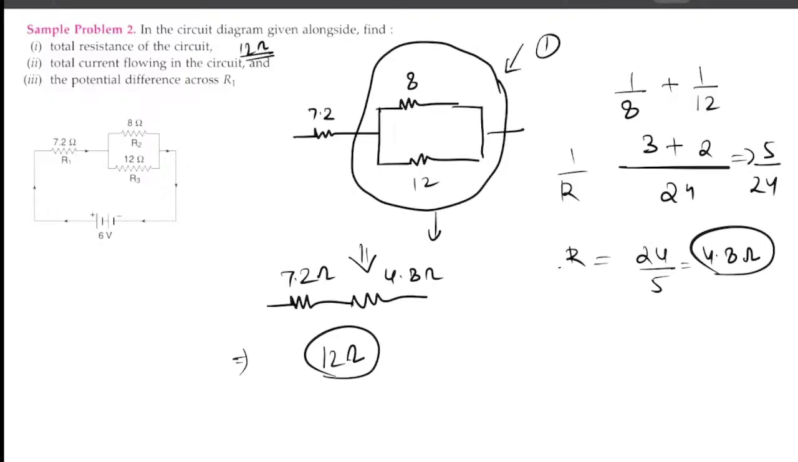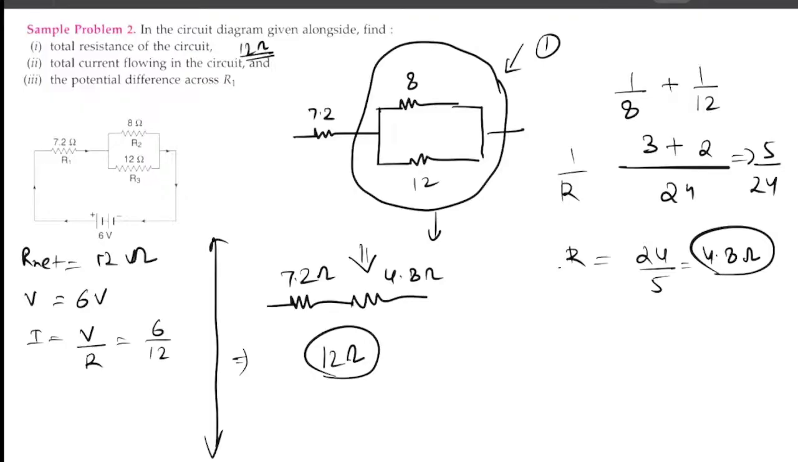Net resistance is known to us, net voltage is known to us, so the net value of current would be very easy to find out. And by the way, Madhu, the answer is absolutely correct. So what we already have: R net is known to us, which is 12 ohms, and voltage is 6 volts. So I is going to be V by R, 6 by 12, 0.5 amperes.